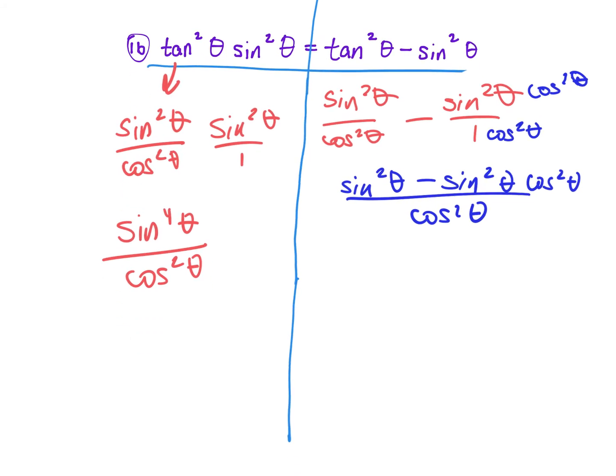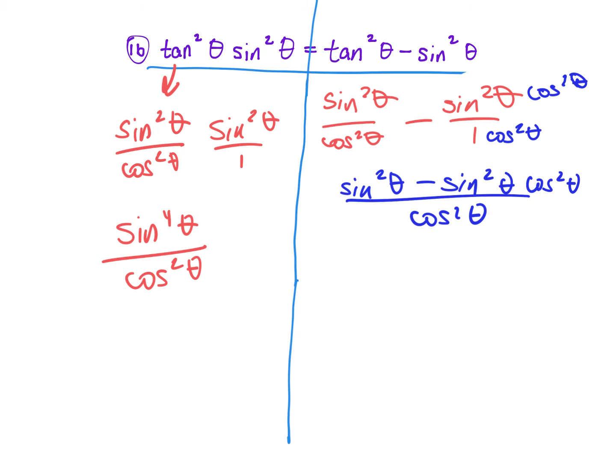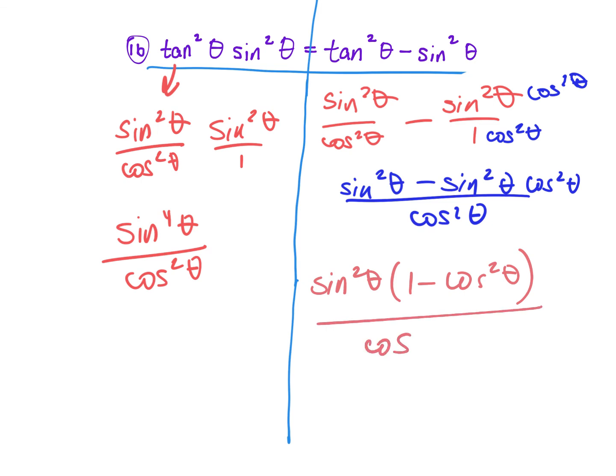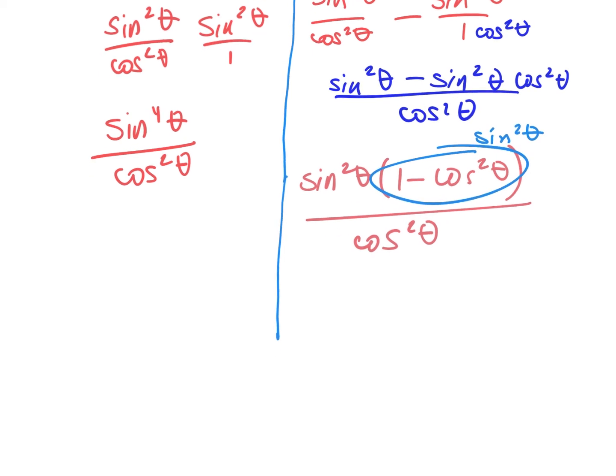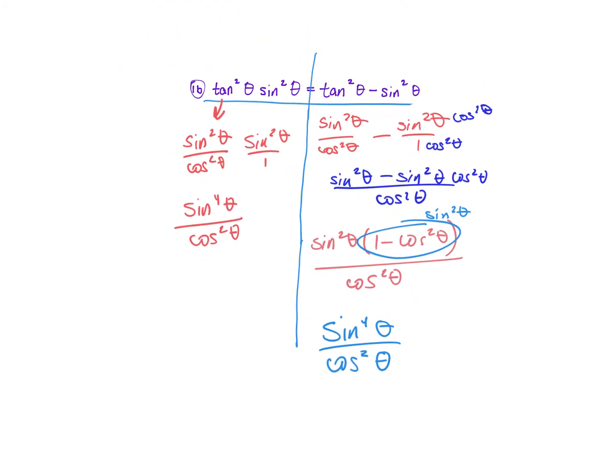Well, now what? What do you notice that both of these terms have? They both have a sine squared. So I can pull this sine squared out, and I'm left with 1 minus cosine squared theta. We created a Pythagorean identity. We like that. When I created that Pythagorean identity, what does 1 minus cosine squared theta equal? Sine squared theta. So what's sine times sine? Sine to the 4th theta over cosine theta. Am I okay with this answer? Why am I not?